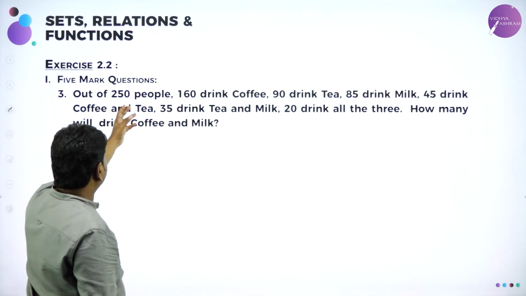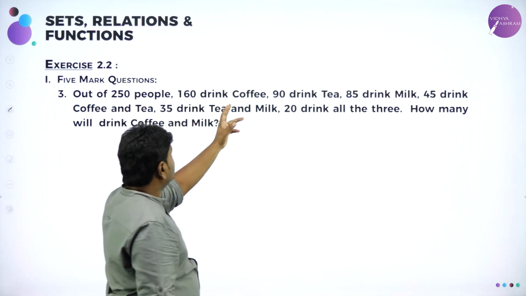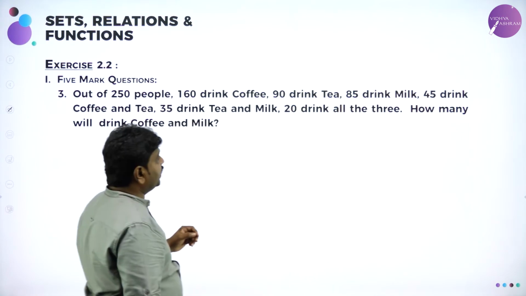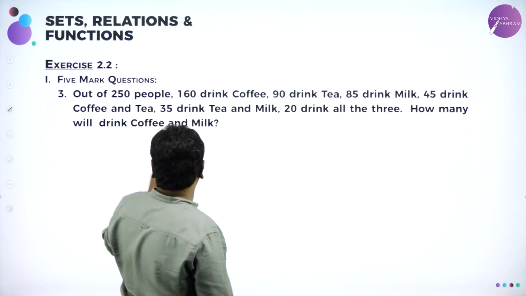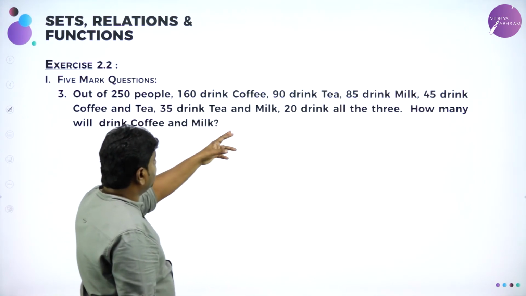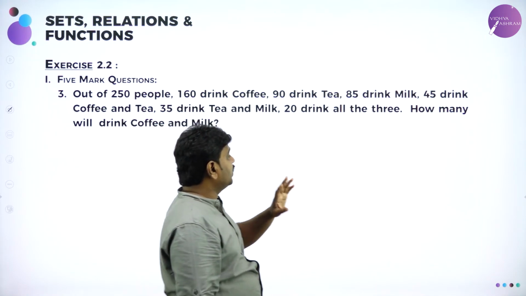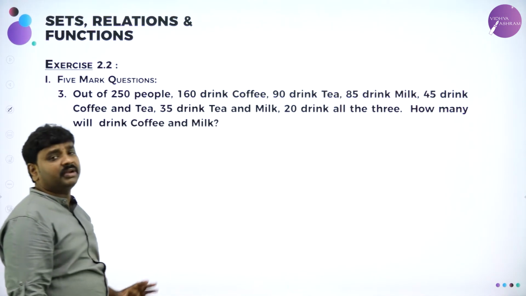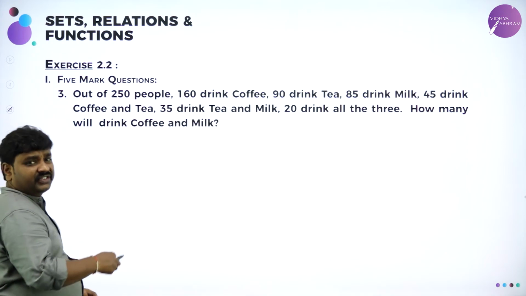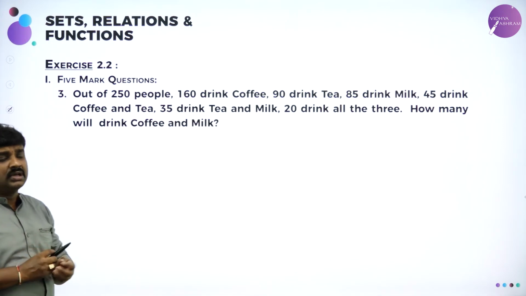Then, out of 250 people, 160 drink coffee, 90 drink tea, 85 drink milk, 45 drink coffee and tea, 35 drink tea and milk, 25 drink all three. How many will drink coffee and milk? So we will make them as 3 sets and we will symbolize them. That is the first thing.